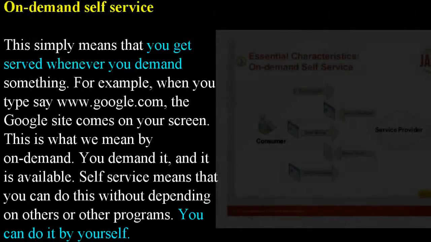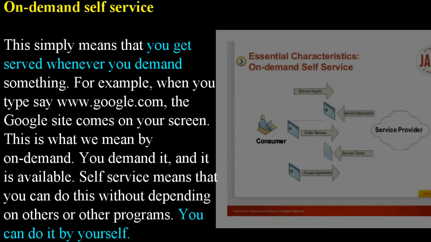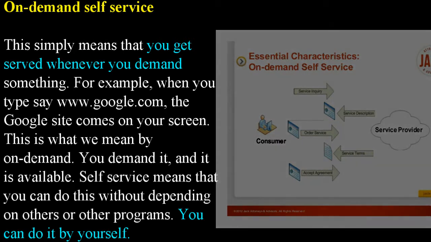So what is on-demand self-service? This simply means that you get served whenever you demand something. For example, when you type, say, www.google.com, the Google site comes on your screen. This is what we mean by on demand. You demand it and it is available. Self-service means that you can do this without depending on others or other programs. So you can do it all by yourself. That is what self-service is.